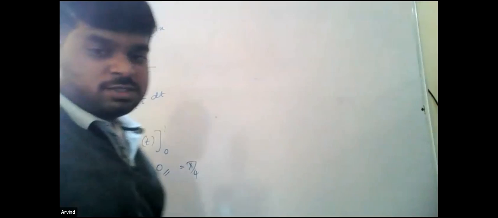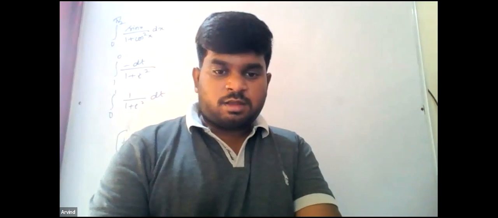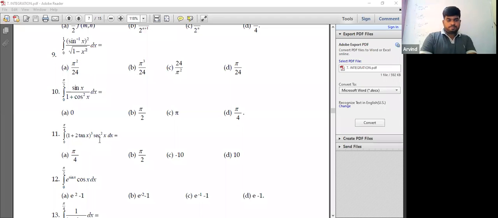11, 12, 13, almost all the problems are easy. 11th one is the same formula, same as the 9th one. 1 plus 2 tan x, if you differentiate, you get 2 secant square x. So it is in the form of f of x whole to the power n into f dash of x. So solve it and tell me the answer.